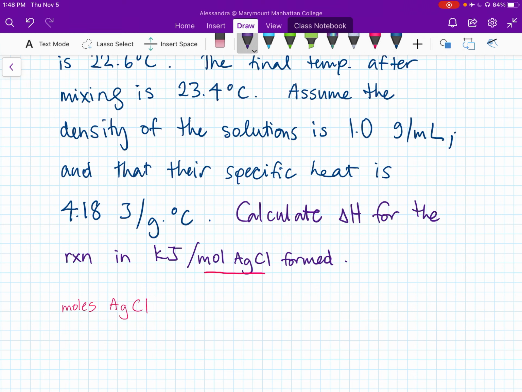because I'm going to have 50 milliliters. I'm going to convert that to liters, 0.050 liters of the silver. I could also say of the chloride, since they're the same, there's the same volume of both solutions. And I'm going to multiply that by the concentration, which is 0.100 moles of silver nitrate per liter.